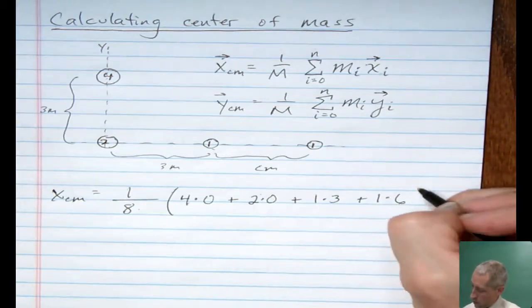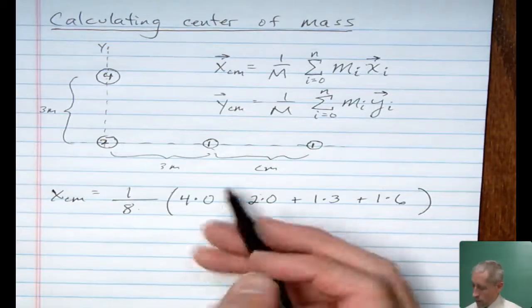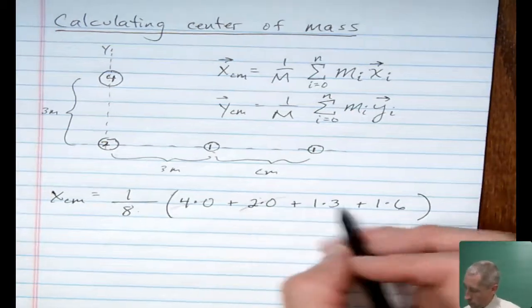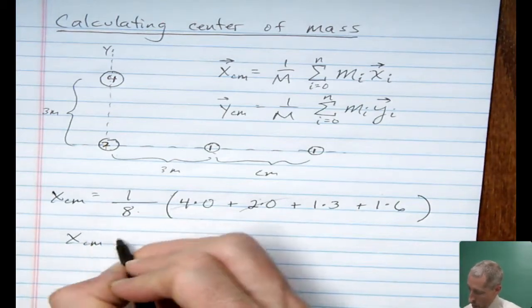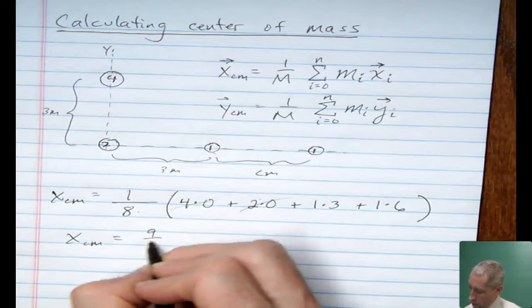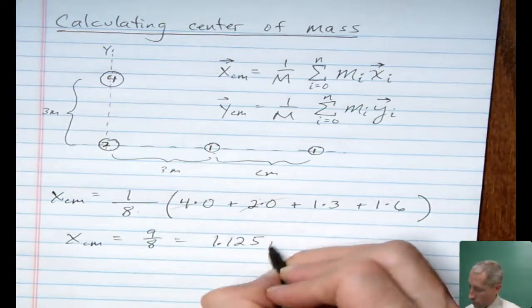So it has a coordinate of 6. So then we just have to do all the math. Now obviously these first 2 terms don't count for anything. This total in here is 9. So the x coordinate is 9/8, or 1.125 if you like it in decimal form.